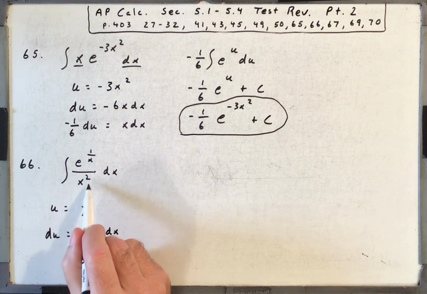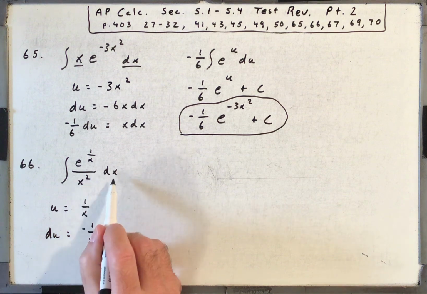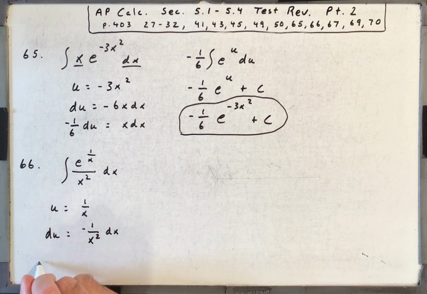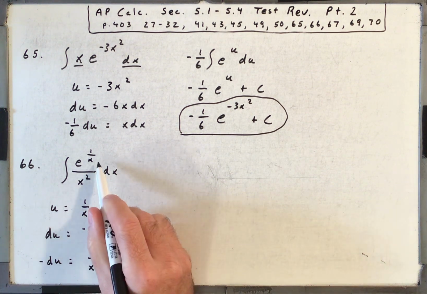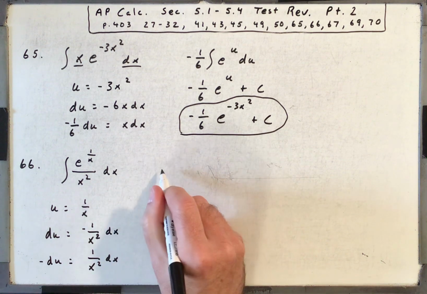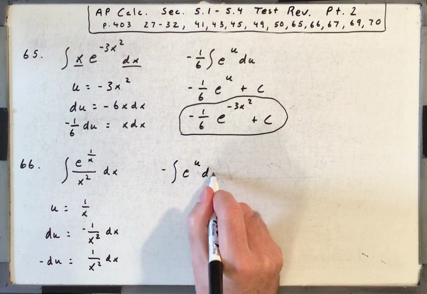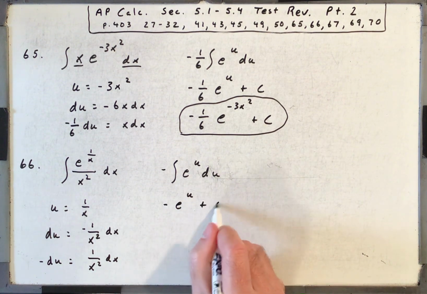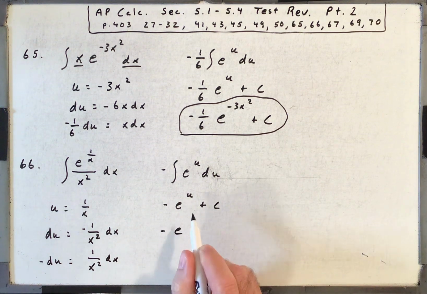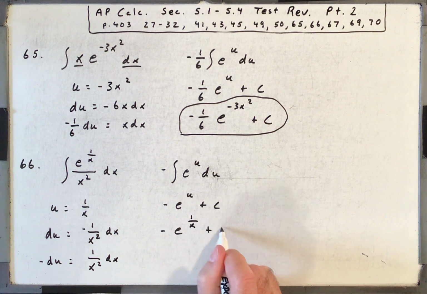Well, I need it to be 1 over x squared dx, excuse me. I'm almost there. Minus du is equal to 1 over x squared dx. And that's sitting in the problem. So we could rewrite this as minus e to the u du. And that's where we end up a lot of times. That's just going to be minus e to the u plus c. So minus e to the 1 over x plus c.